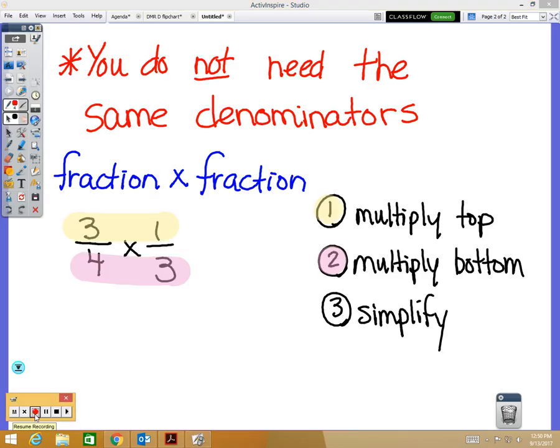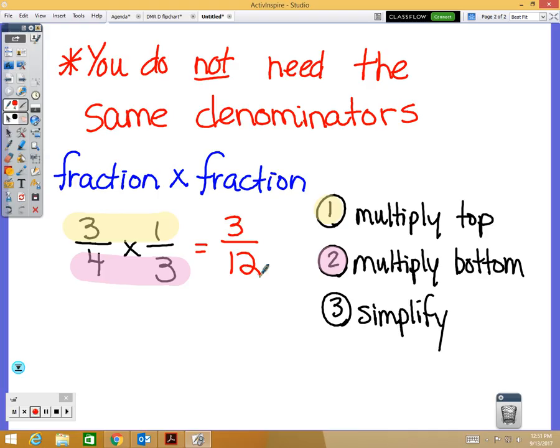Alright, so I kind of used some highlighting to match up those steps. So first, I'm going to do 3 times 1, which is 3. And then I'm going to do 4 times 3, which is 12. And technically, there's your answer. Okay, I know we haven't simplified yet, but 3/12 is our answer, so that's all there is to it. Now we need to think about, can we simplify 3/12?